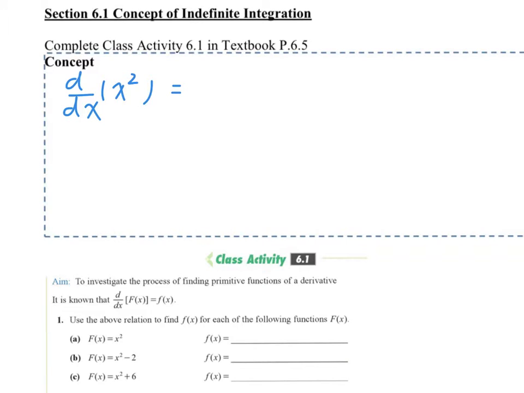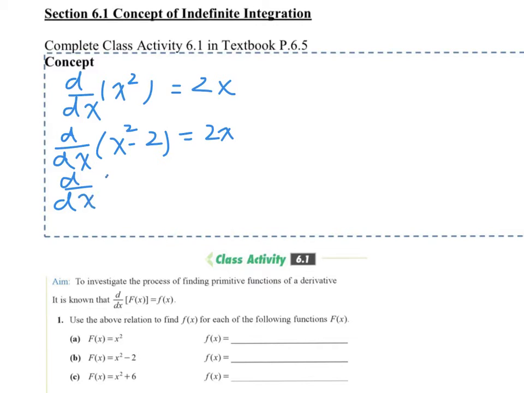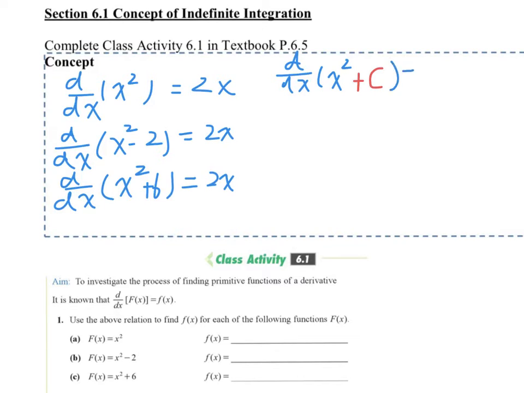Okay, so if I differentiate x squared, you will get 2x. If I differentiate x squared minus 2, it is also equal to 2x. And similarly, if I differentiate x squared plus 6, it is also equal to 2x, right? So that means if I change this to x squared plus any constant number, you will also get 2x.